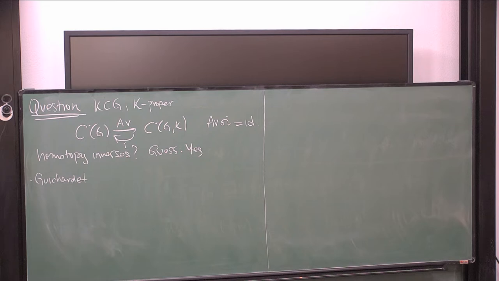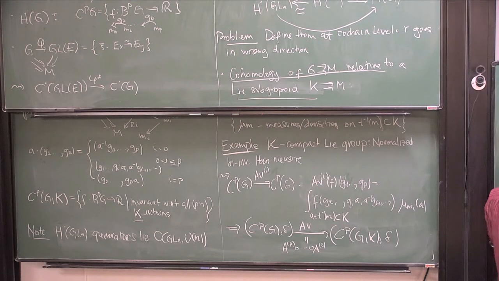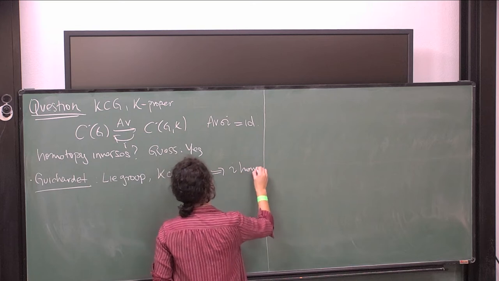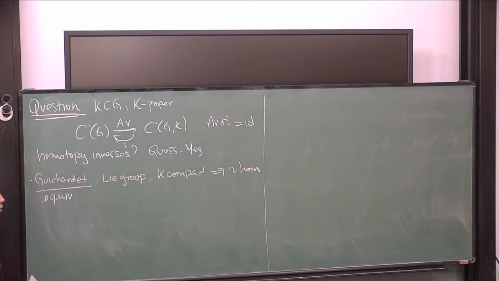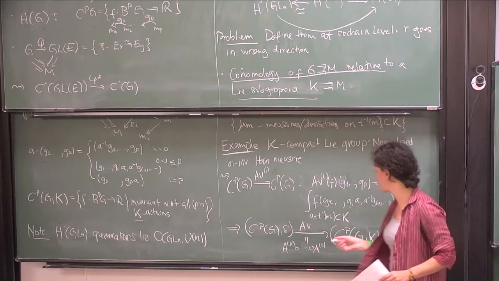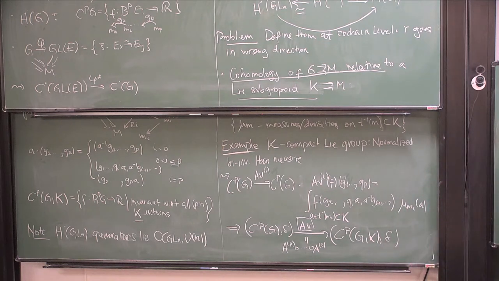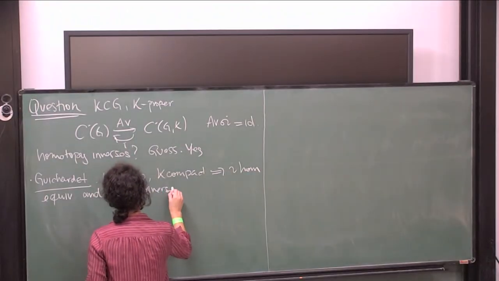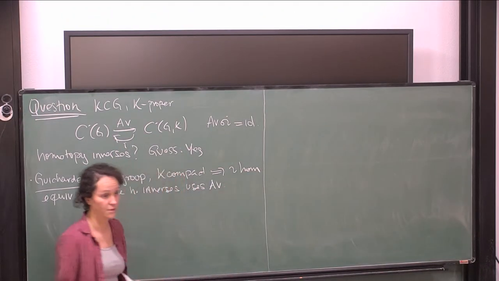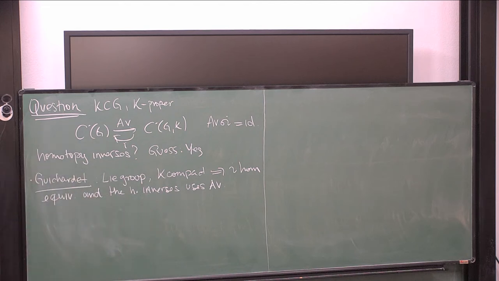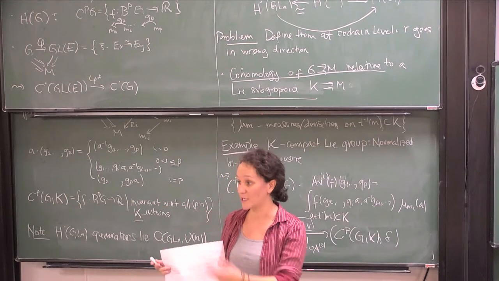So Guichardet in his book proves that when you have the groups, in this case, proper means compact, K compact, then the inclusion is a homotopy equivalence, and the homotopy inverse to construct it uses this averaging. Okay. It does not have to be connected. No. I mean, these connected assumptions would go when you look at the infinitesimal part.